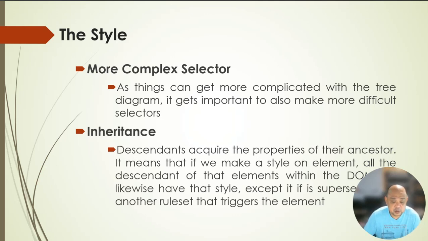Inheritance is also applied in this because the descendant will inherit the properties of its ancestors. Like for example, an ordered list and list items. All the properties given to the ordered list are inherited by the list items. This is one of the examples where the list items were affected by the list of rules applied in the ordered list.